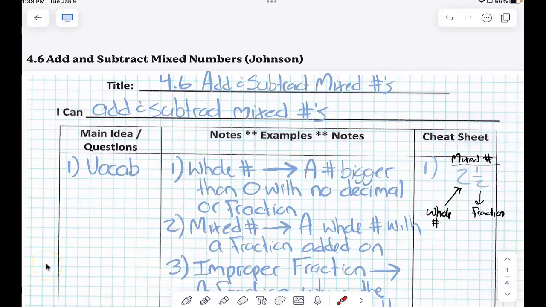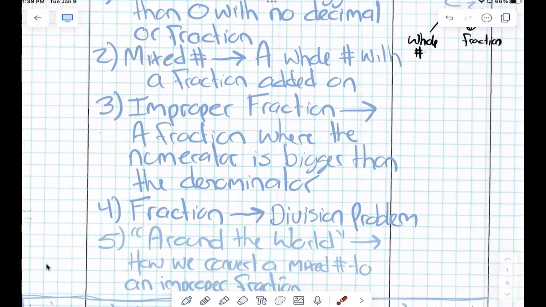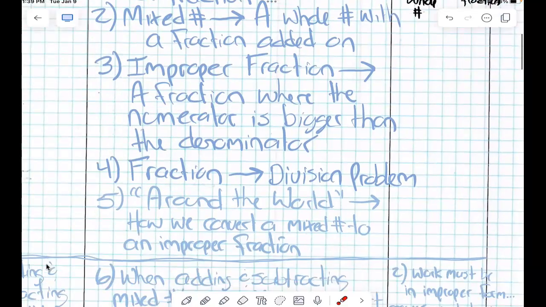Mrs. Johnson's class? 4.6, add and subtract mixed numbers, can you? Yes. All right, we're going to look at our vocab words and skip around. An improper fraction is a fraction in which what is bigger than what? Numerator is bigger than the denominator. Awesome. Fraction is simply what kind of problem?